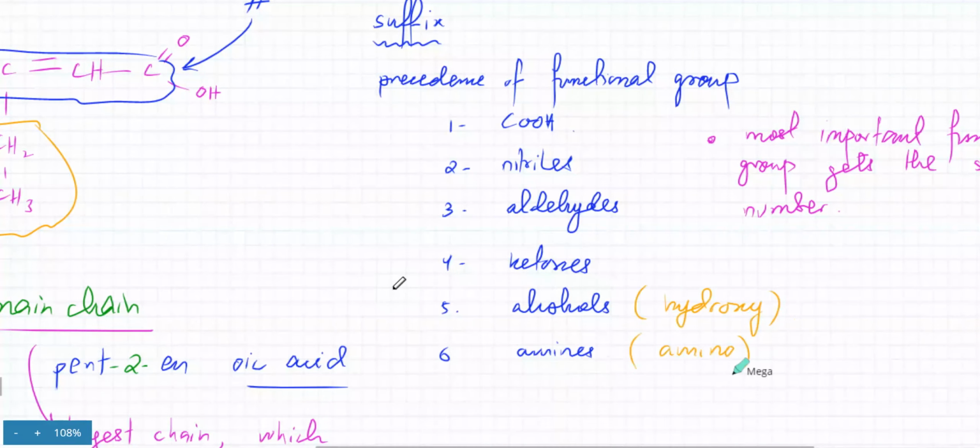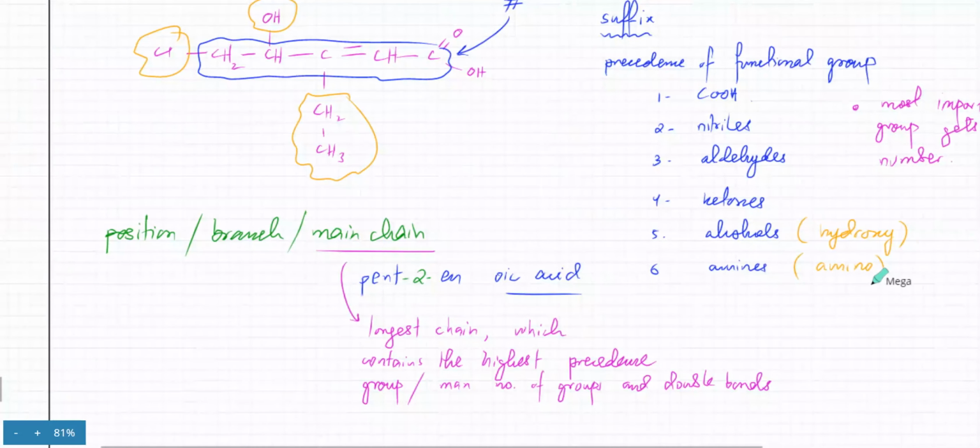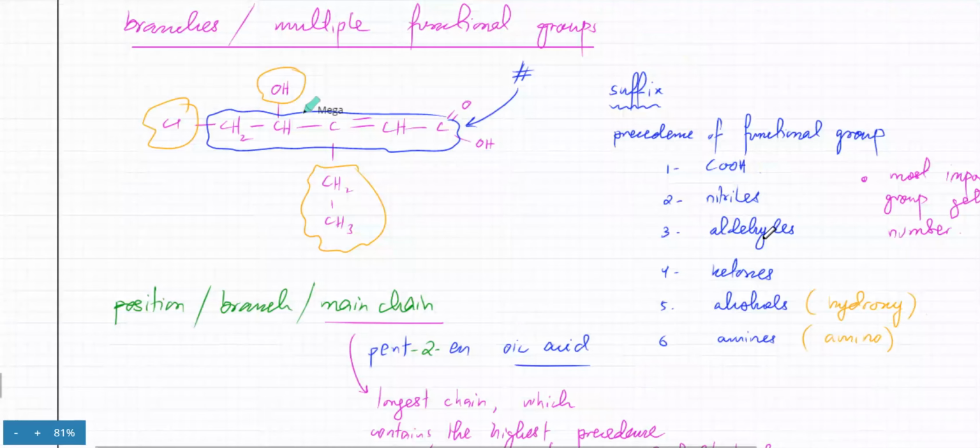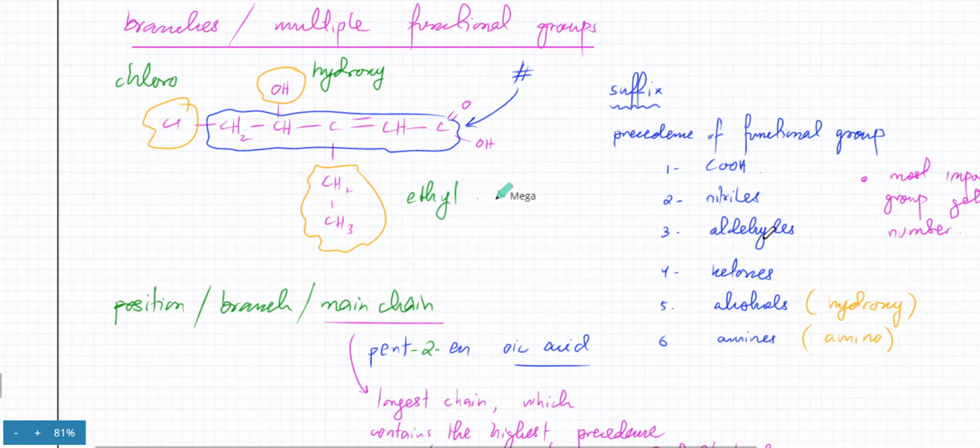Remember this thing: ketones and aldehydes never become branches. Even nitriles always remain suffixes. So they're never treated as branches. I'm going to talk about them later. But remember, if alcohol is a branch, then it's going to be called hydroxy. So OH over here would be called hydroxy. Cl would be called chloro. And carbon branches: this is 2 carbon atoms, so it's eth. They would always be called ethyl, alkyl branches. So you have hydroxy, chloro, and ethyl.